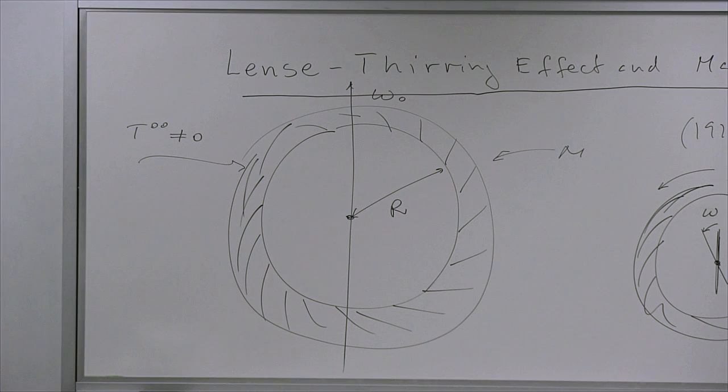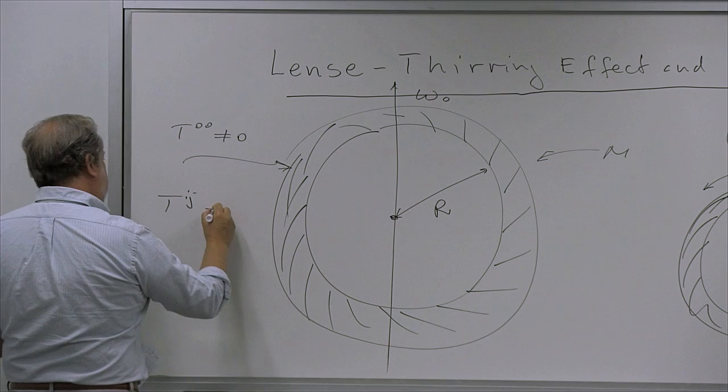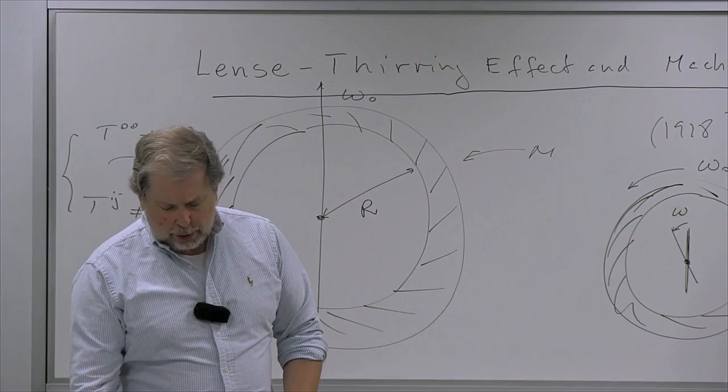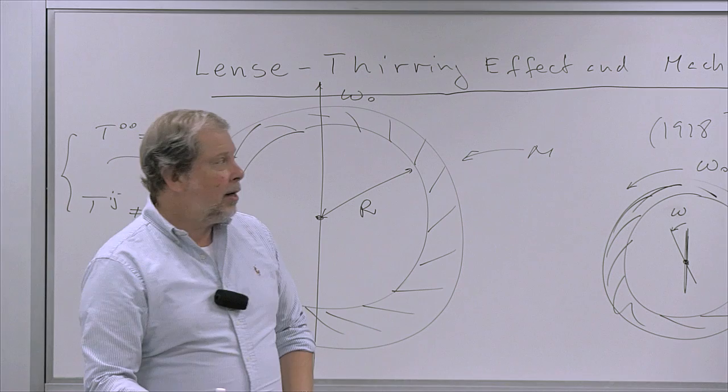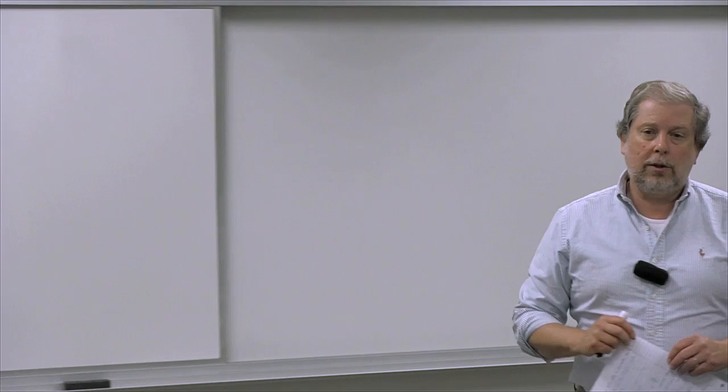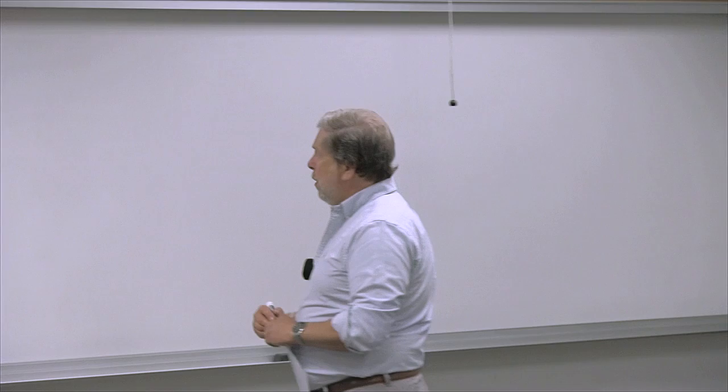And it turns out that the Tij also is different from zero. So you have both of these that are non-vanishing. And so then it's a question of working out the consequences of field equations to find out what you get. Right. Well, Lense and Thirring, of course, due to the difficulties in dealing with this problem, were not able to solve the field equations exactly. So they resorted to the weak field expansion.